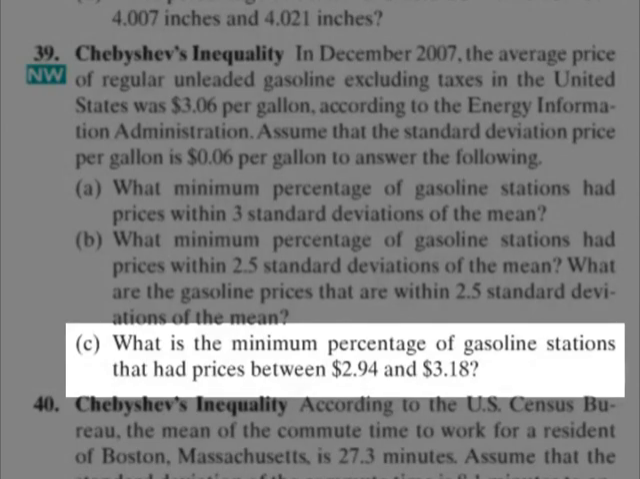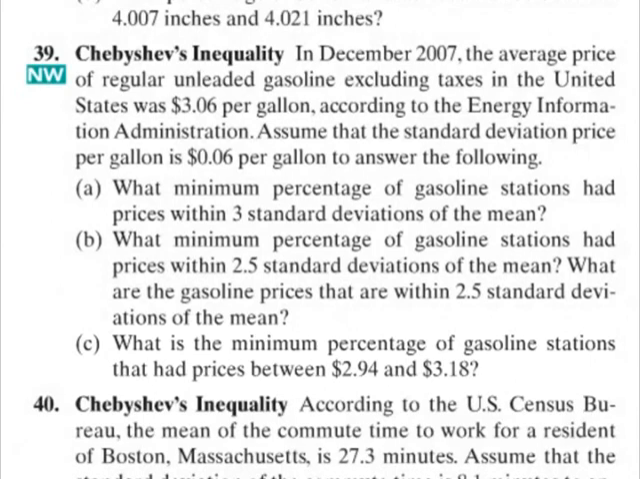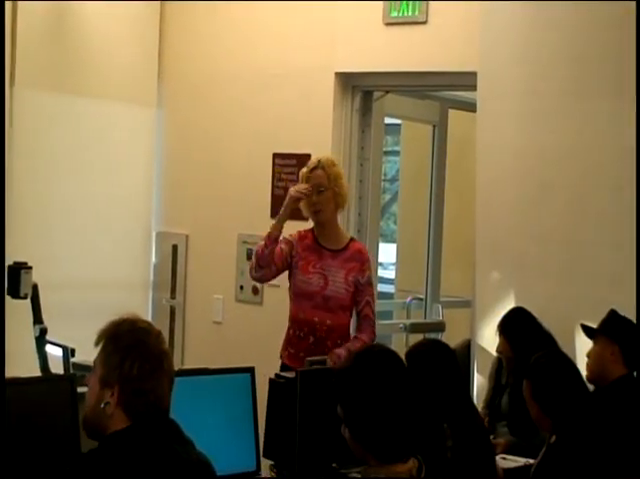What is the minimum percentage of gasoline stations? They're really emphasizing that at least feature of Chebyshev's here. Prices between $2.94 and $3.18. So what's the percentage there? 75%. So how many standard deviations did you add and subtract there, Mike? 2? Okay. You guys agree?